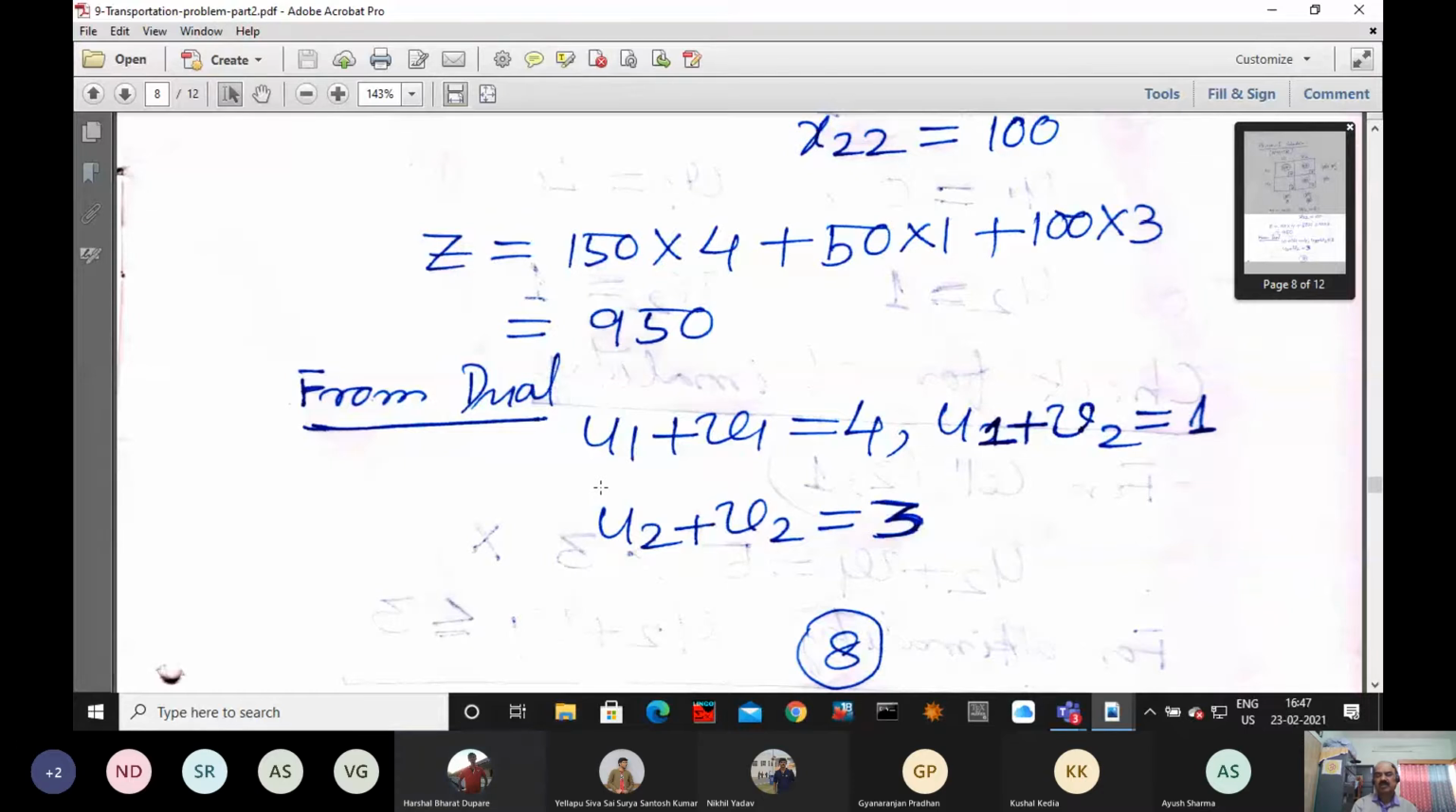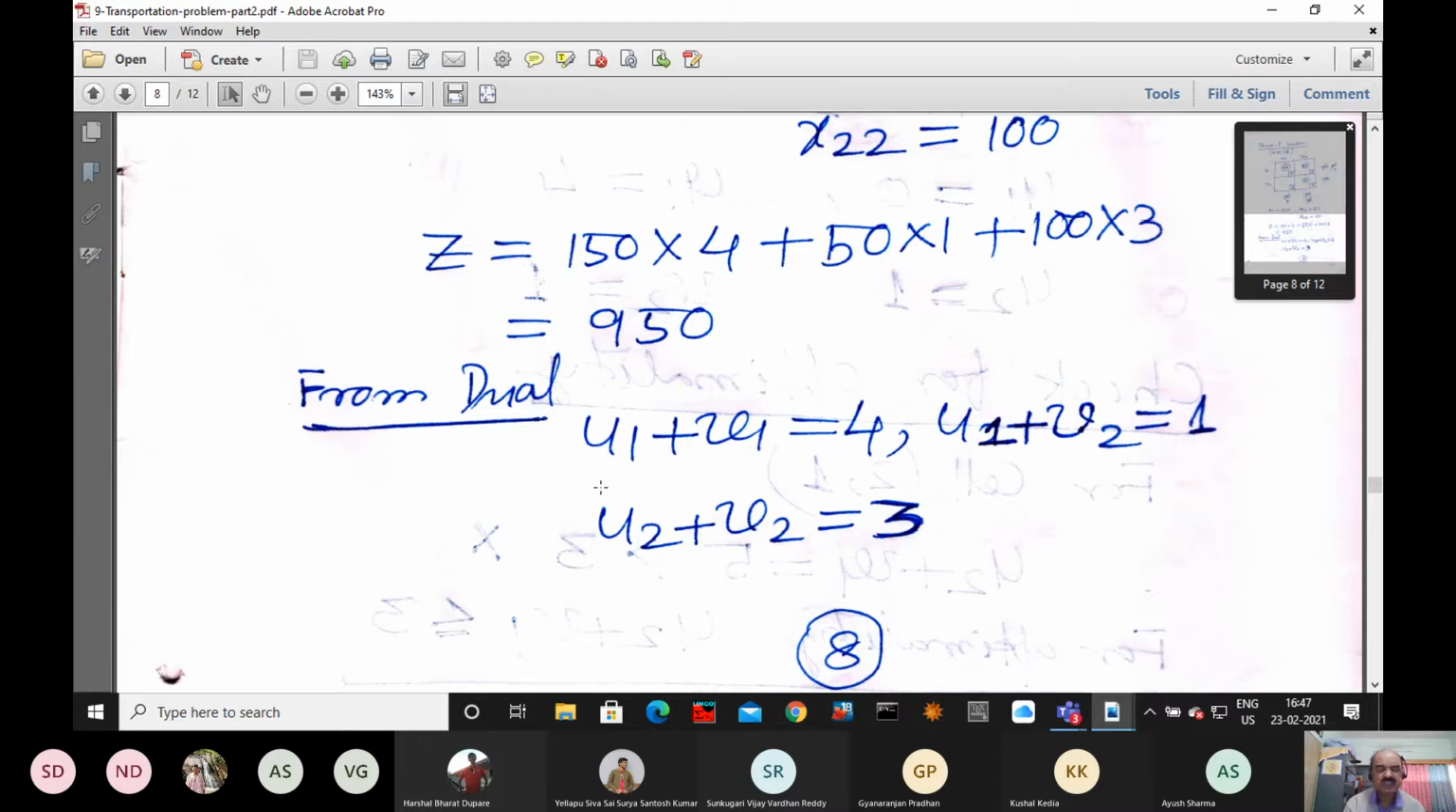4 variables or 2 variables? 4. 2 into 2, 4 variables. 4 variables, 3 equations. So how do you solve? Now what do we do? Arbitrarily set one of the variables to 0. We are setting arbitrarily one of the variables to 0.